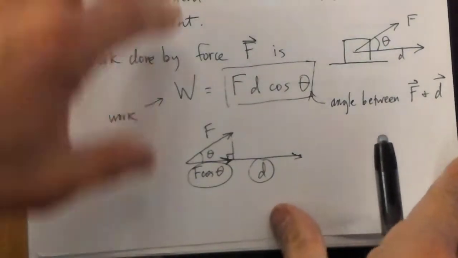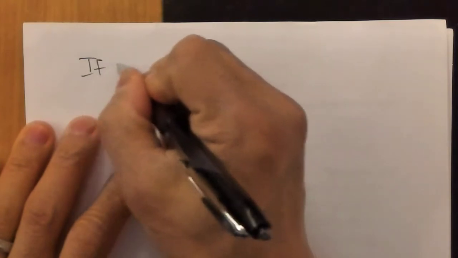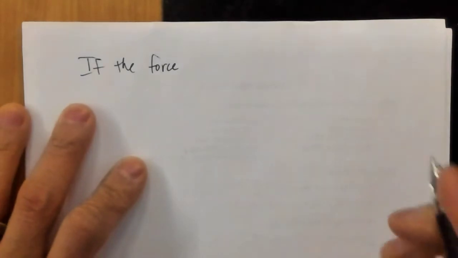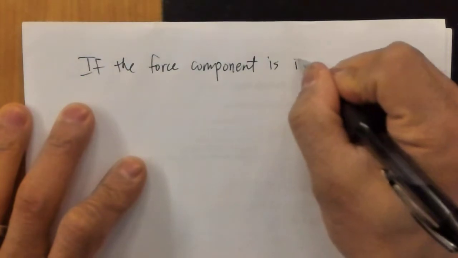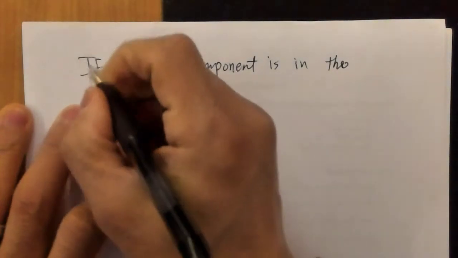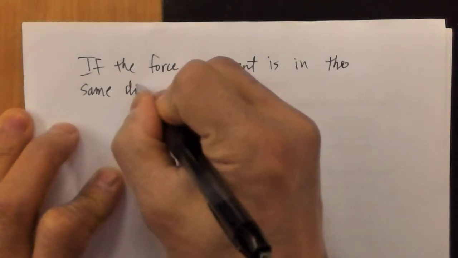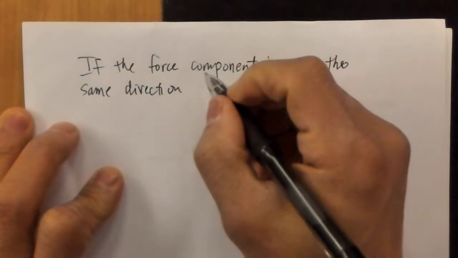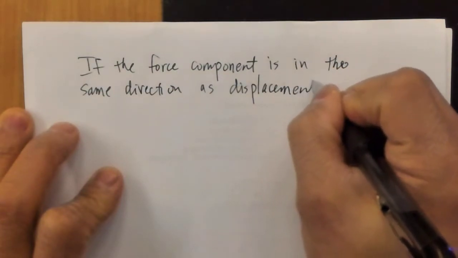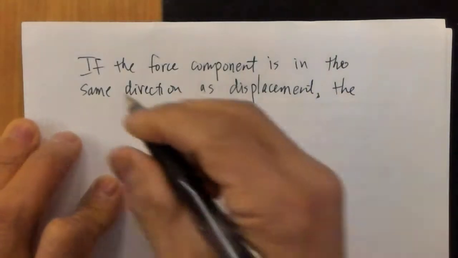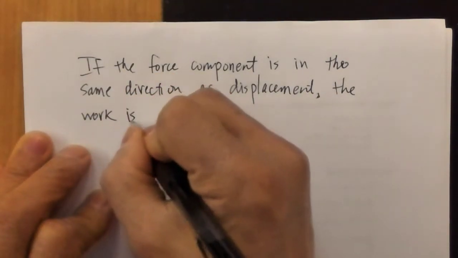Now let's talk about when the work is positive and when the work is negative. If the force component, the piece of the force in the direction of the displacement, is in the same direction as displacement, the work is positive.